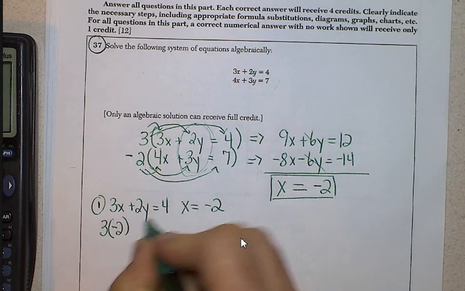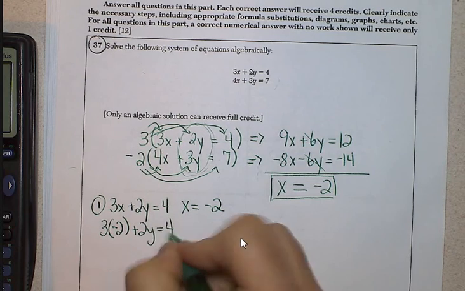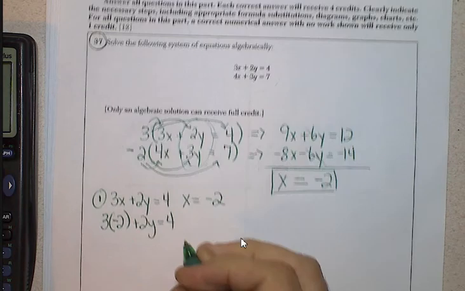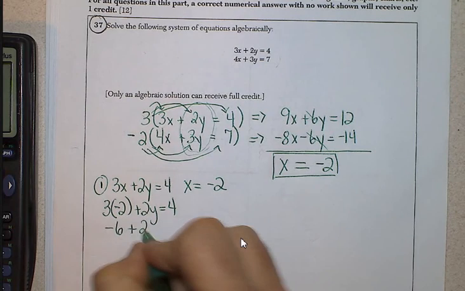Notice I wrote the equation down. Now I'm going to plug it in without doing any mental math, just seeing it. And now I'm going to start doing some math. 3 times negative 2 is negative 6, plus 2y is equal to 4.